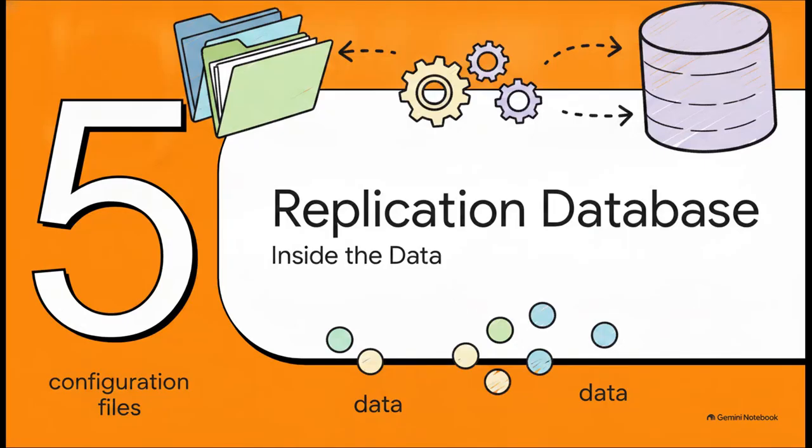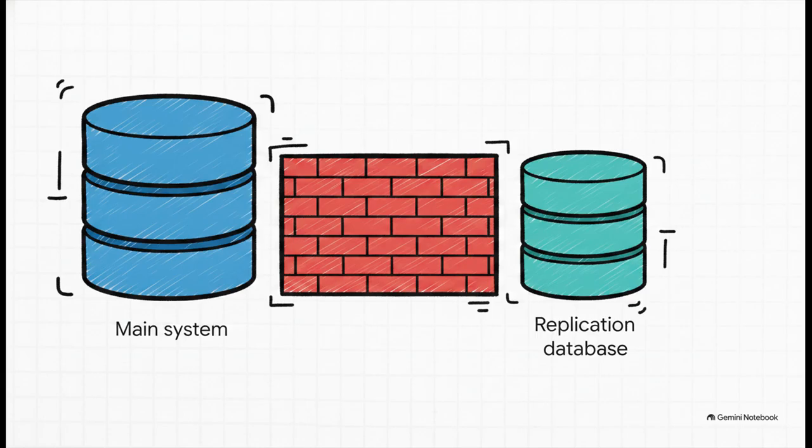Section 5. Inside the replication database. Now let's roll up our sleeves and look at the actual configuration parameters and database tables that administrators use to tune this engine. First off, it's vital to know that Xstore Office doesn't just dump all this incoming transaction data into its main operational database. It utilizes a separate, distinct SQL database dedicated entirely to replication.